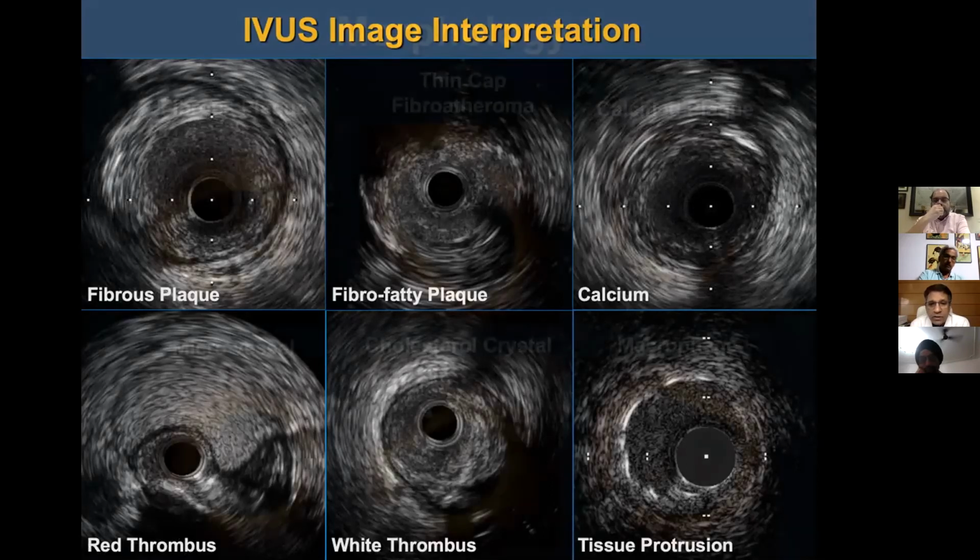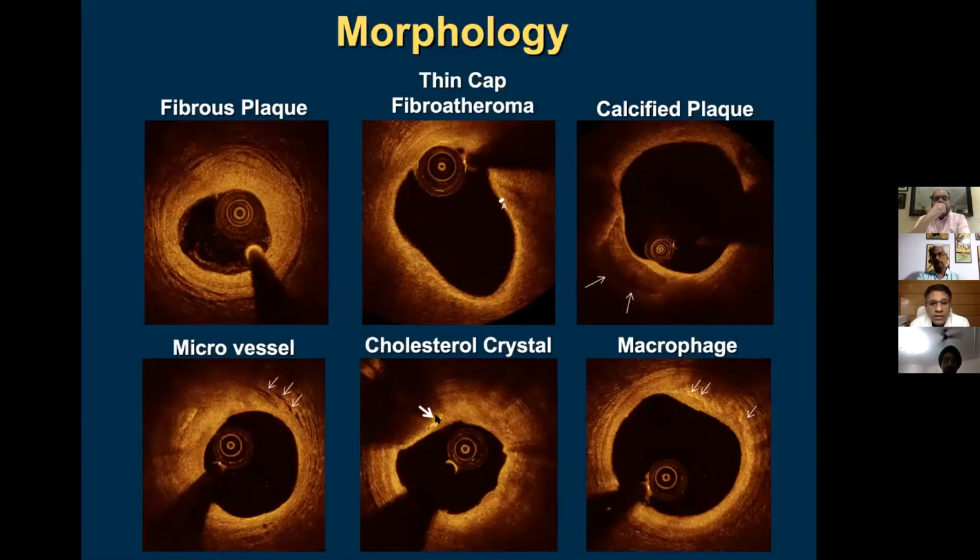You can even see the cholesterol crystals. Now a cholesterol crystal is a highly backscattering image with no shadowing, unlike macrophages, which have punctate shadows behind them. And what is the importance of finding this? That is how you differentiate whether this is the culprit lesion or not, a vulnerable plaque or not. A plaque having macrophages is a vulnerable plaque. It may have caused the event.